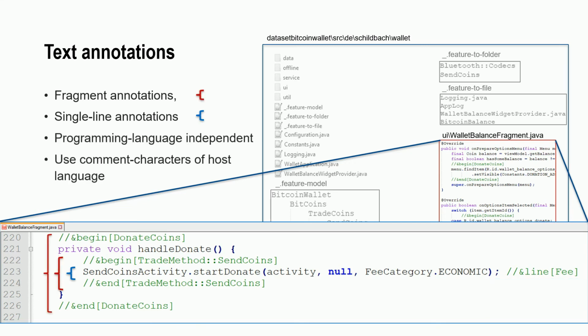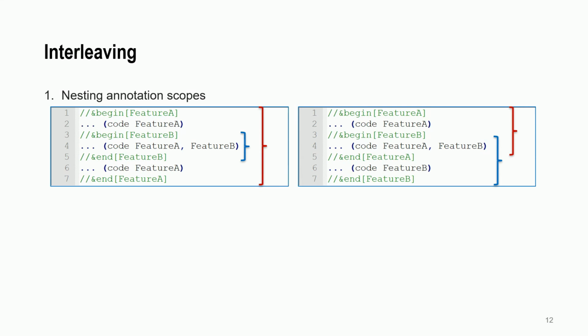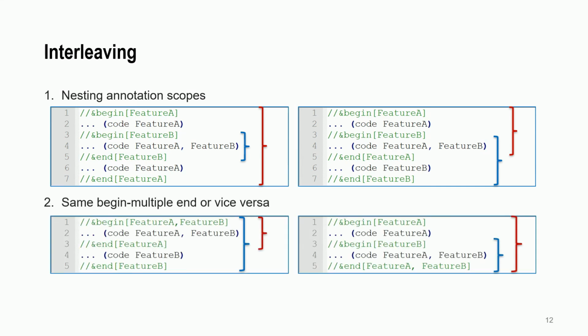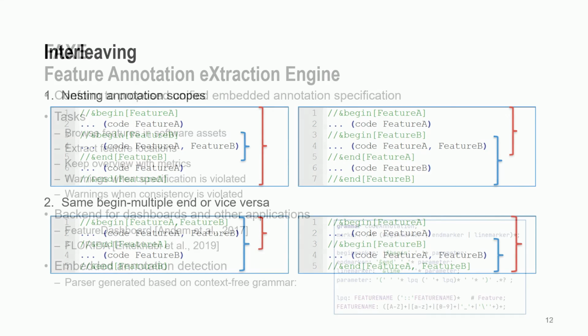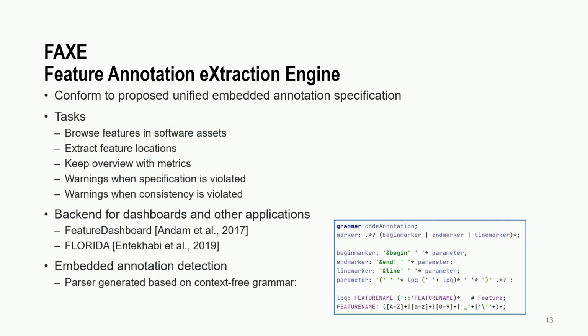Using this in source code files is programming language independent, as we're using the comment characters of the host language to not influence the program flow. We want to have an as flexible as possible approach. For this, features can be nested between each other, either completely nested or partially overlapping, like on the right side. And they can have the same begin and multiple ends, or vice versa. We know now how to document your features with embedded annotations in your software project.